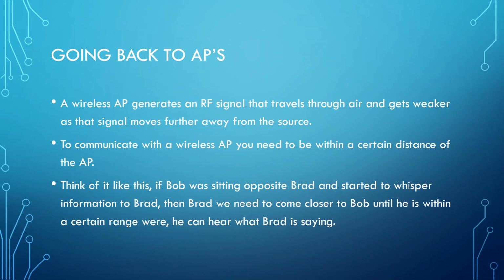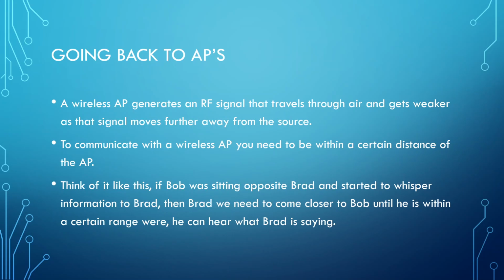And even if two devices which are on the same wireless network want to communicate, they still have to go through the AP. And also, another role of the AP is that it allows for wired and wireless devices to communicate by bridging wired to wireless. So think of it like this: if Bob was sitting opposite Brad and started to whisper information to Brad, then Brad would have to come closer to Bob until he's within a certain range where he can then hear what Bob is saying. That's the same concept with an AP.